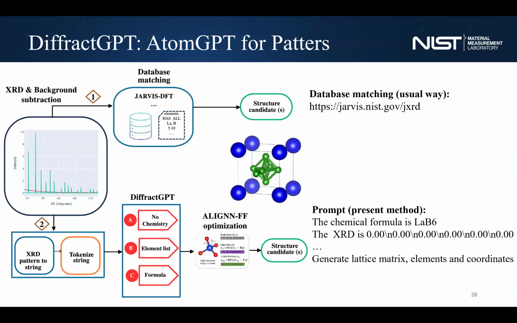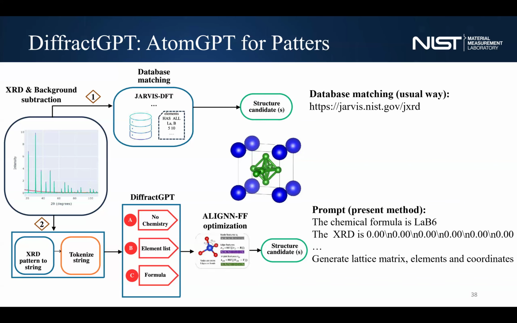Number two, you don't fully know the chemistry, but you know some element list comparison. And number three, you know the exact formula. So you have three types of suggestions from the DiffractGPT model, and then you can further optimize with ALIGNN, the unified graph neural network force field, to get the candidates.